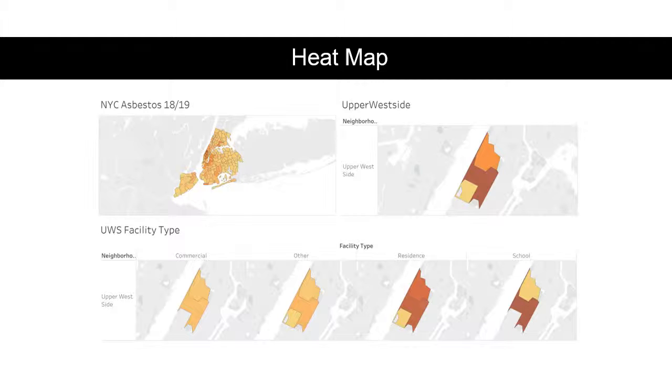Here we can see a heat map that we created. So in the top left, it's New York City asbestos for the years of 2018 and 19. So that's all the data compiled together in Tableau. And from there, we can see that the Upper West Side had the highest concentration of asbestos treatment by square footage. So we also wanted to see who or what type of facilities were contributing to that. So in the bottom, you could see that the residences and the schools in the Upper West Side had the highest amount of asbestos by square feet in the borough of Manhattan and New York City.